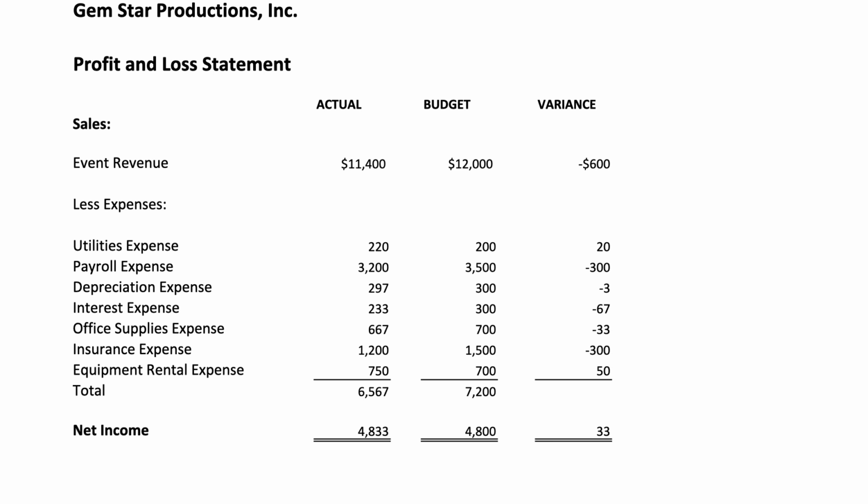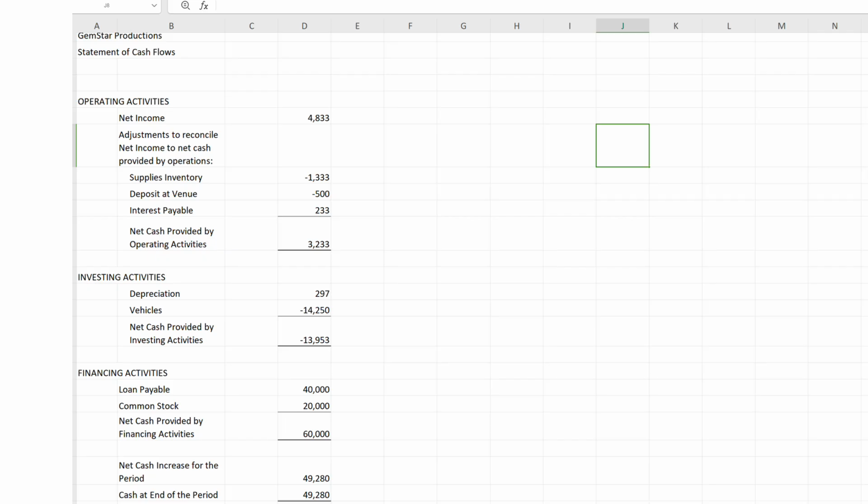$4,833. Our next slide is total cash, or statement of cash flow, and this measures the cash coming into the business and flowing out of the business, and it takes the profit on the profit and loss statement and provides three activities: operational activities, investing activities, and financing activities.